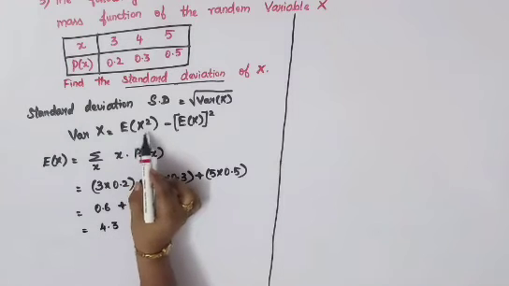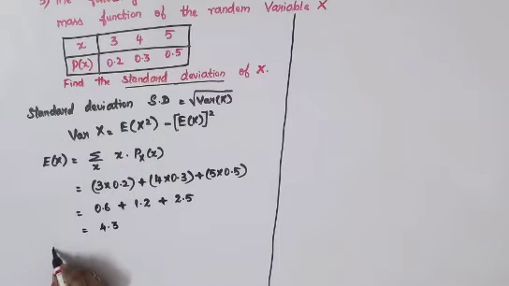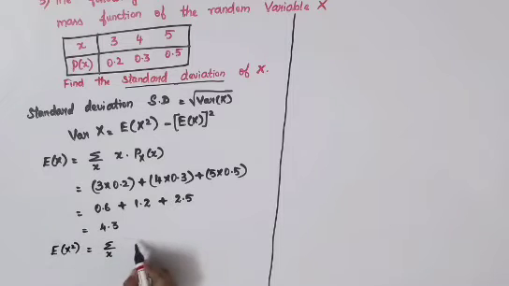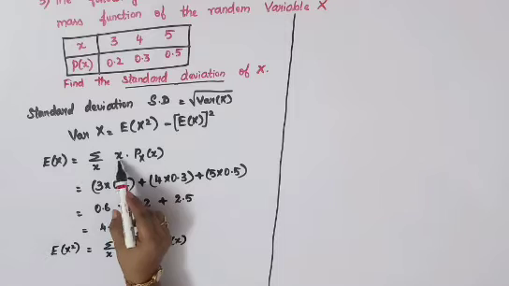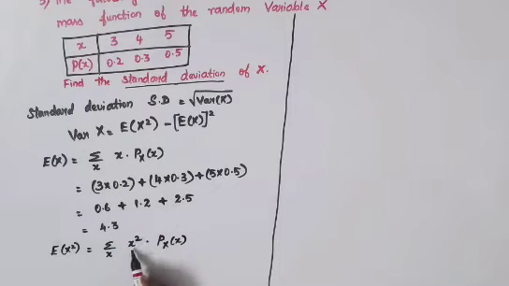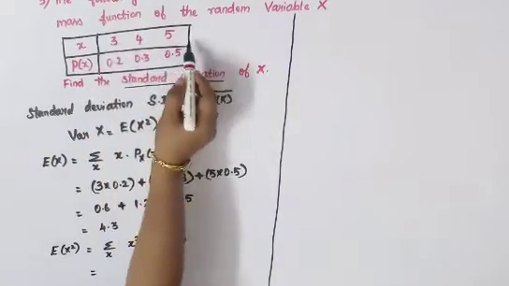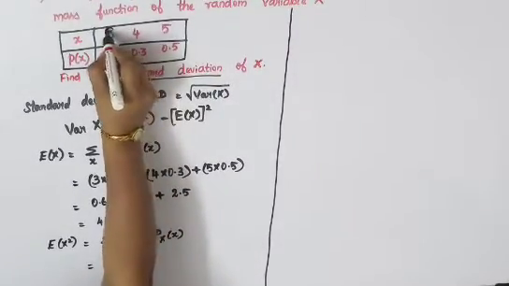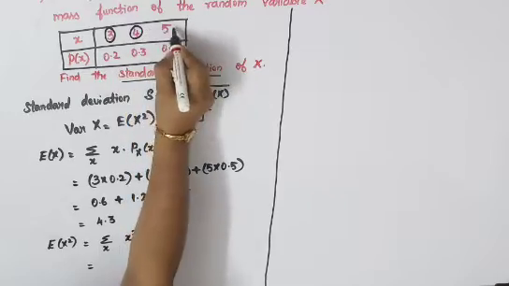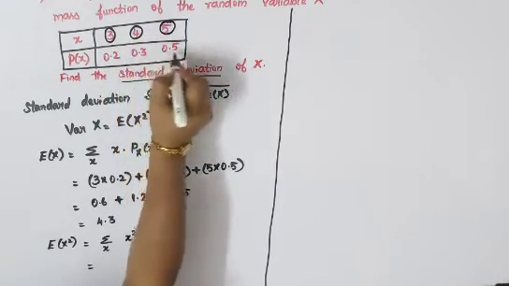Now next is E of x square, that is, the square inside, you will have to find. So E of x square, your formula is again sigma x square into Px of x. Just see the difference: for E of x we write x only, but here x square means you have to write x square into Px of x. Your x is nothing but these values. So first you square all these numbers, then go for your multiplication with your P of x.